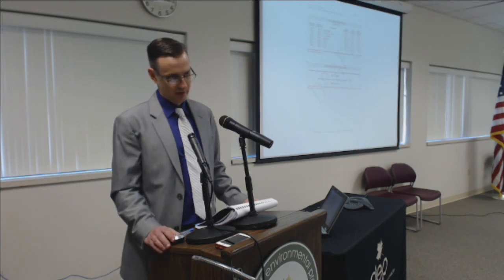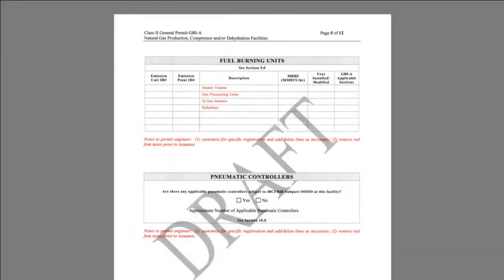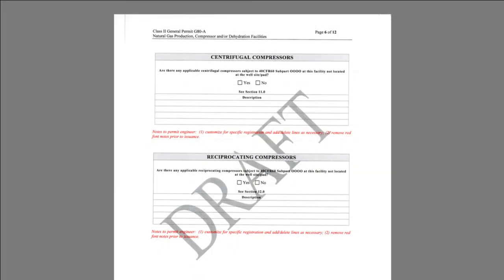And do you have any pneumatics? Yes or no, and the approximate count of the pneumatics that you have at your facility. For the centrifugal and reciprocating compressors, do you have any of these that are affected facilities that aren't located at the well site? And if you do, we will indicate the description of those on this table. And once again, you go back to the permit and it'll indicate what exactly it is you have to do for these units.